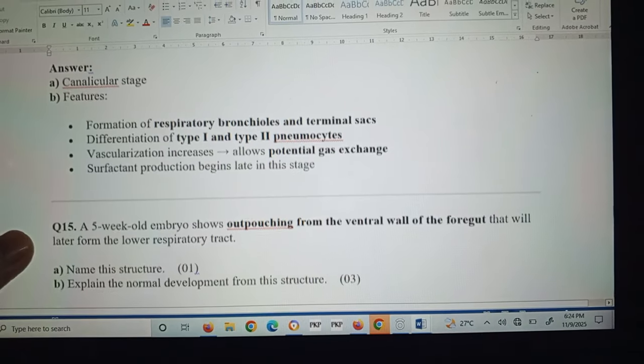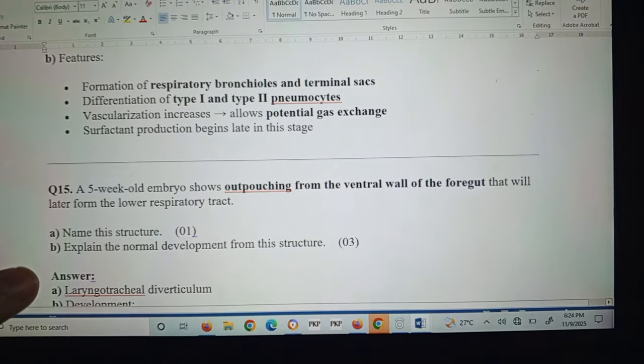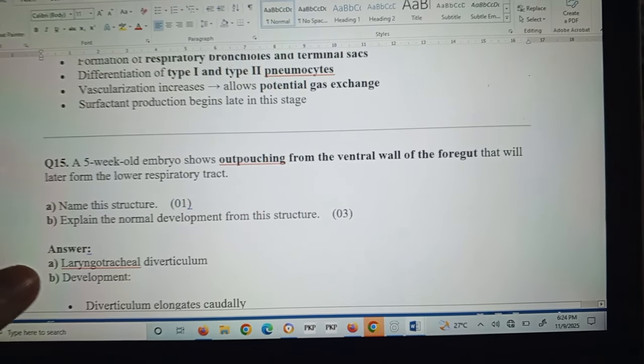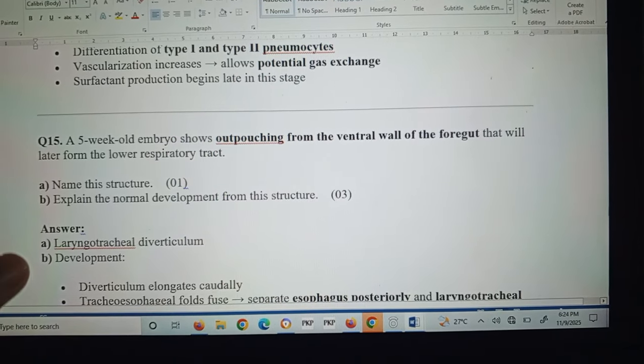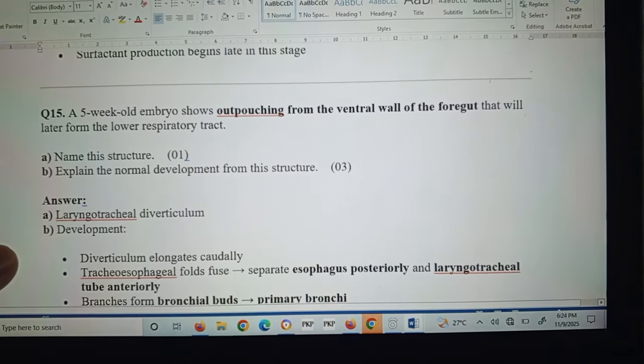Answer is canalicular stage. Features are formation of respiratory bronchioles and terminal sacs, and differentiation of type 1 and type 2 pneumocytes. Vascularization increases, allowing potential gaseous exchange. Surfactant production begins late in this stage.